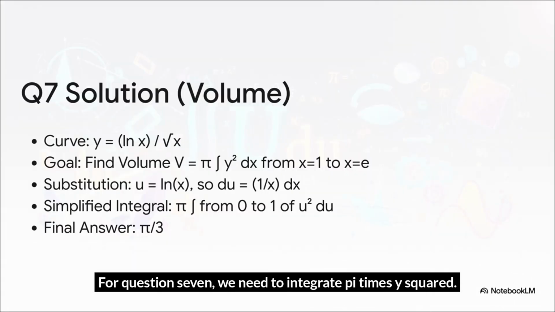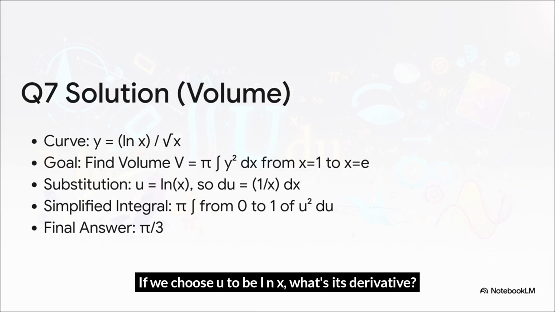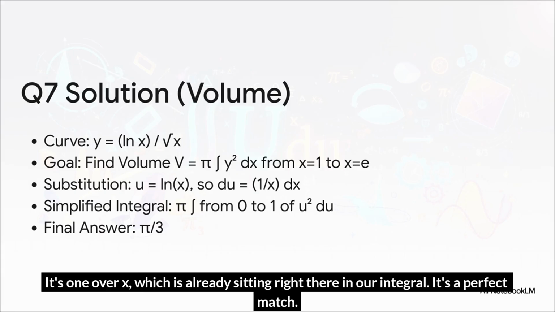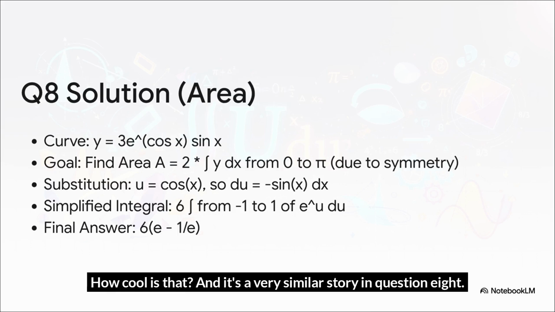For question 7, we need to integrate pi times y squared. That gives us pi times the integral of ln x squared over x. And here's the beautiful part. If we choose u to be ln x, what's its derivative? It's 1 over x, which is already sitting right there in our integral. It's a perfect match. The problem just simplifies down to pi times the integral of u squared, giving us a final volume of pi over 3.